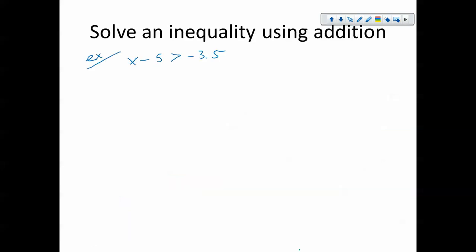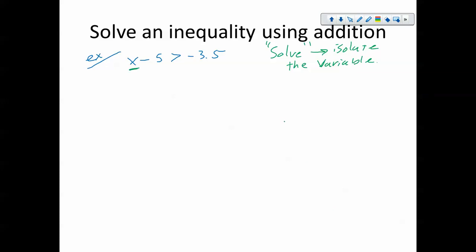Solve an inequality using addition. So first of all, before we actually do this example, let's remember a couple of things, right? What does it mean to solve? To solve something means to isolate the variable. That is, get the variable by itself. Isolate the variable. Be by yourself. So we need to get the x by itself in this case.